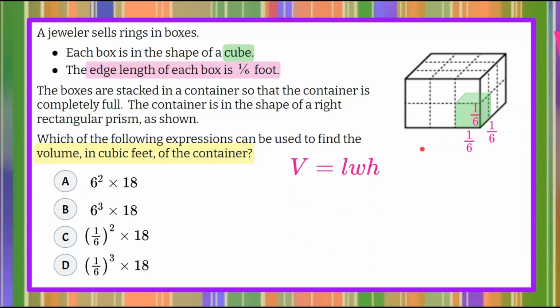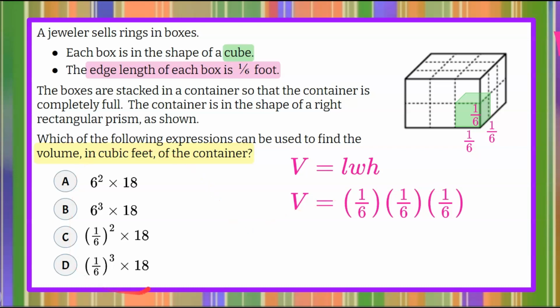So to find volume, off my reference sheet, V equals LWH. So volume is equal to the length of the cube multiplied by the width multiplied by the height. A cube has all 3 of these dimensions the same length. Length, width, height. So what we're going to do is take 1/6 and multiply it by itself 3 times because the length, the width, and the height are all 1/6.